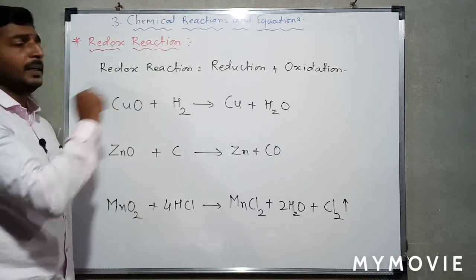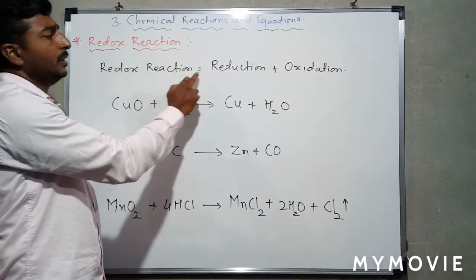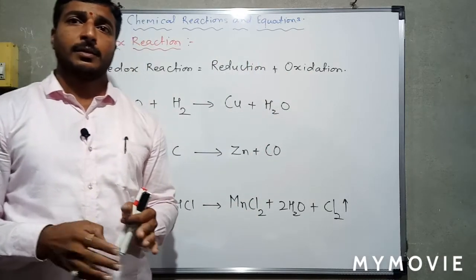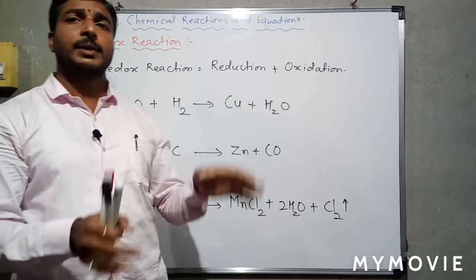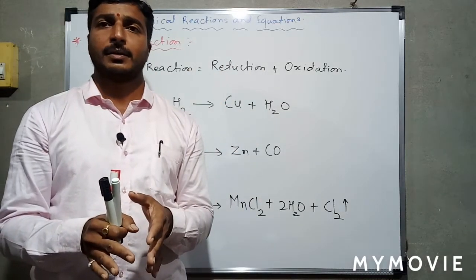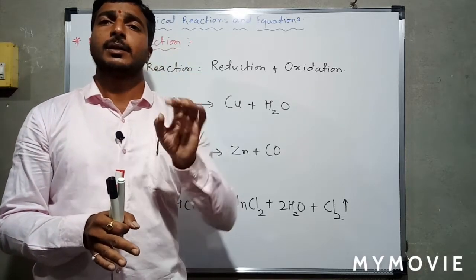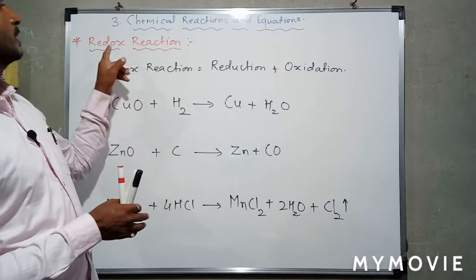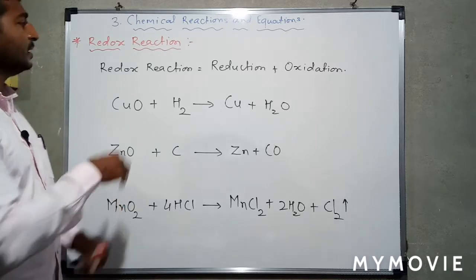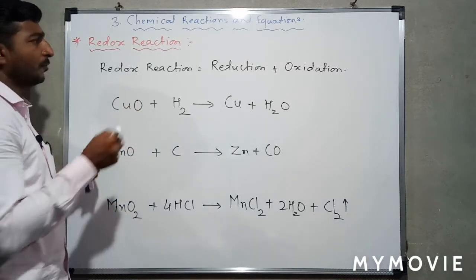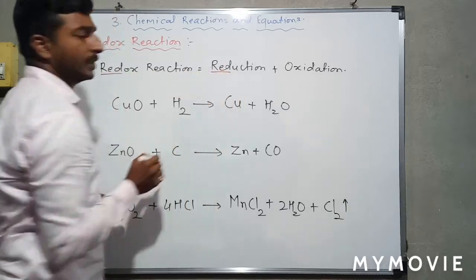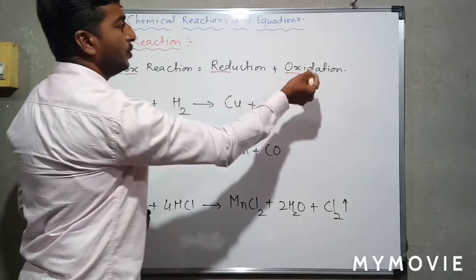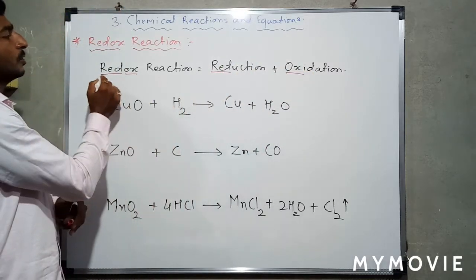Redox reaction. Redox reaction is equal to reduction plus oxidation. Means in the same reaction, oxidation and reduction take place simultaneously. That type of reaction is called a redox reaction. Redox is the name formed by red from reduction and ox from oxidation. So the combination of these two reactions simultaneously is called a redox reaction.